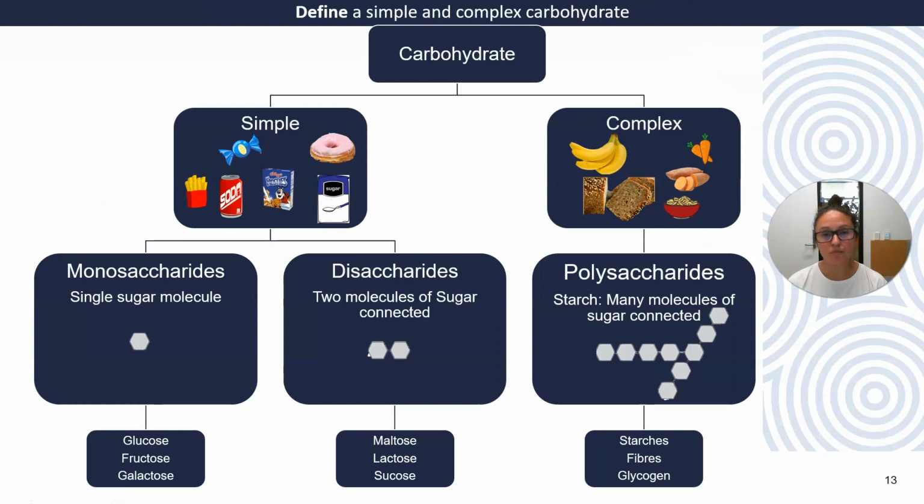Now, let's have a look at what it means to be a simple or a complex carbohydrate. The distinction between these two really has to do with the structure of the molecule. Simple carbohydrates have a simple structure, whereas a complex carbohydrate is made up of really, really complicated chains. They go all different directions. That's pretty much the main difference.